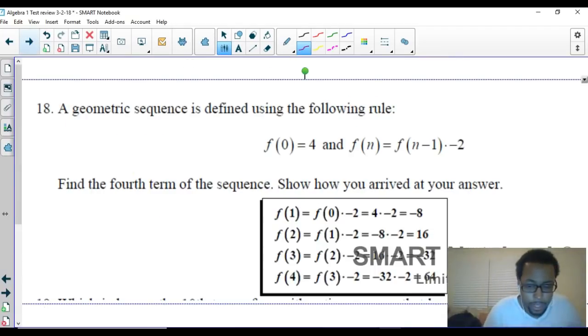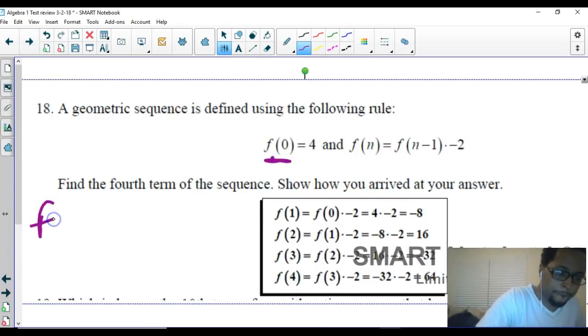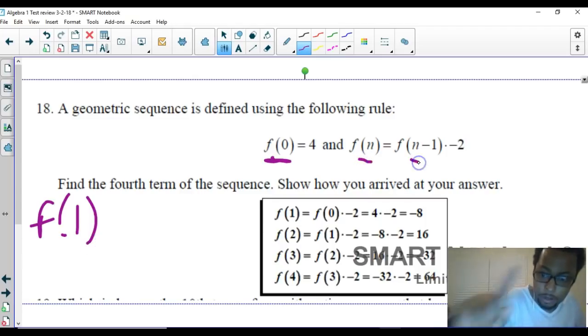Okay. Geometric sequence is defined using the following rule. F of 0 equals 4, and f of n equals f parentheses n minus 1 times negative 2. Looking for the 4th term. It's simple. We're looking for the 4th term. We have to do this in order. So I'm going to do the first one just to show you what it looks like. So I have f of 0. Now I'm going to look for f of 1. Meaning anywhere I have an n, I'm going to put 1.